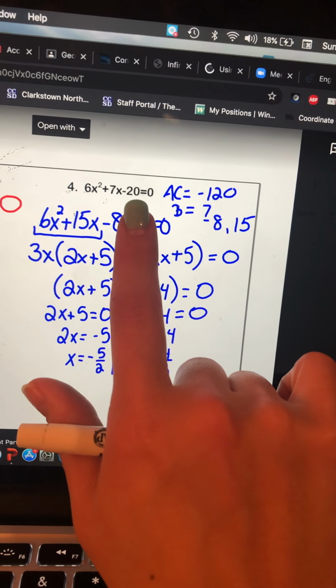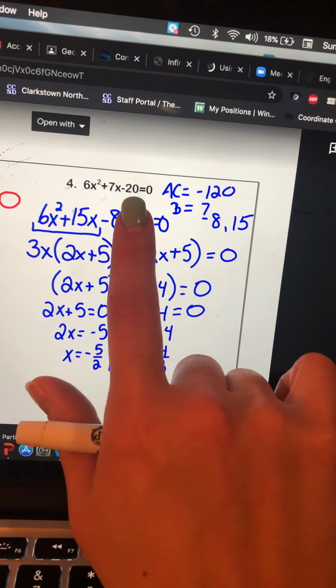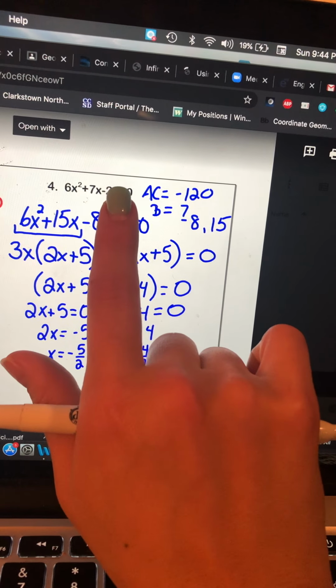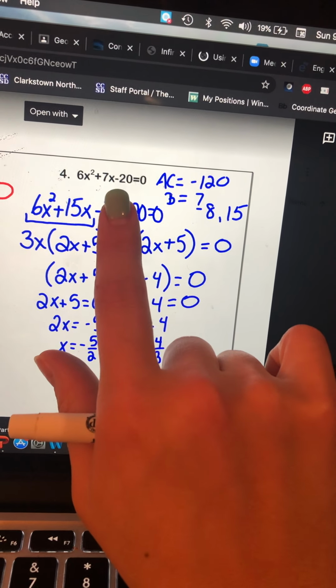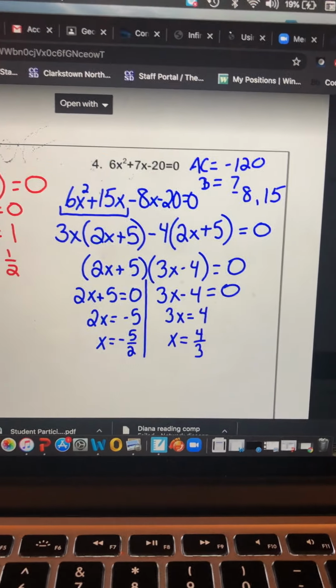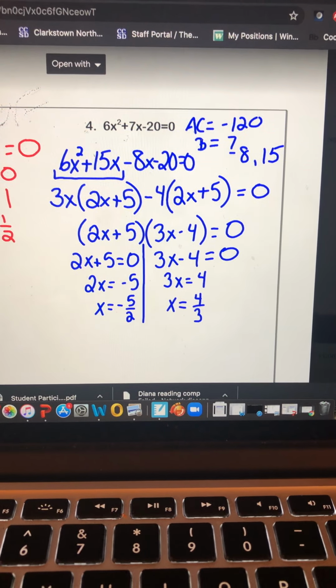This one, there's no GCF. So this is where you have to multiply the 6 and the negative 20. Let's do this one together because I know some of us wanted help on this new AC method. So let's do number 4. Okay. So number 4 is 6x squared plus 7x minus 20 equals 0.